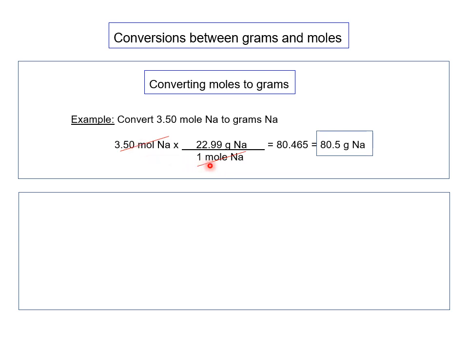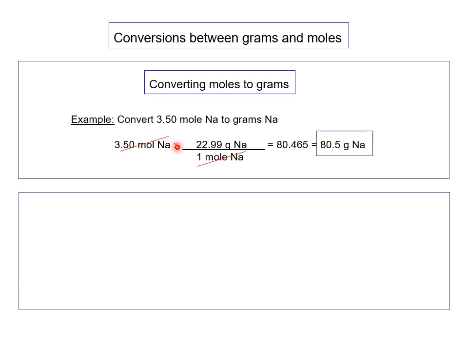The moles will go on the bottom because we're trying to cancel moles. They're asking us to find grams, so grams goes on top. These two units cancel. When I multiply this through, I get this answer here, with 3 significant figures, because my given number has 3 significant figures.